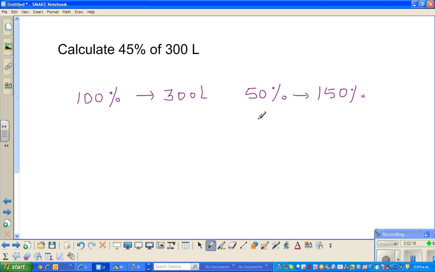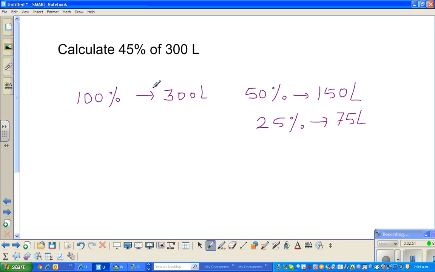So can I write 25%? So 25% is half of this. Oh, I should have written liters there, I had written percent here, so I'll write L there. So 25% is again half of this. I don't know how to do half of 150, but I know half of 100 is 50, and half of 50 is 25. So 50 plus 25 is 75 liters.